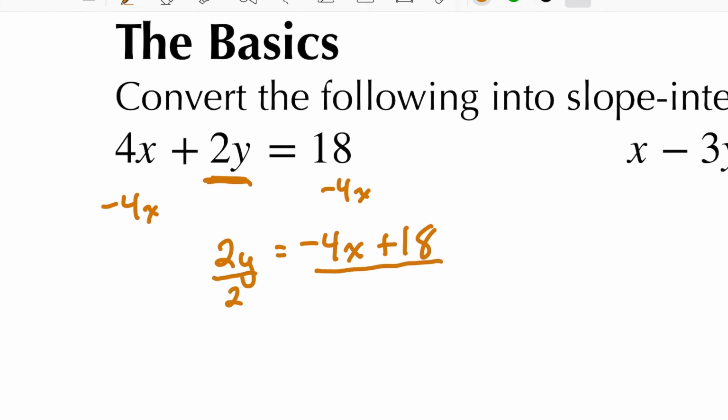When we divide a whole side by 2, each term in the polynomial has to be divided by 2. So I'm going to end up with 1y is equal to negative 2x plus 9. Then you can see our slope is negative 2, our y-intercept is 9. So if you're converting something into y equals mx plus b form, you need to isolate y.